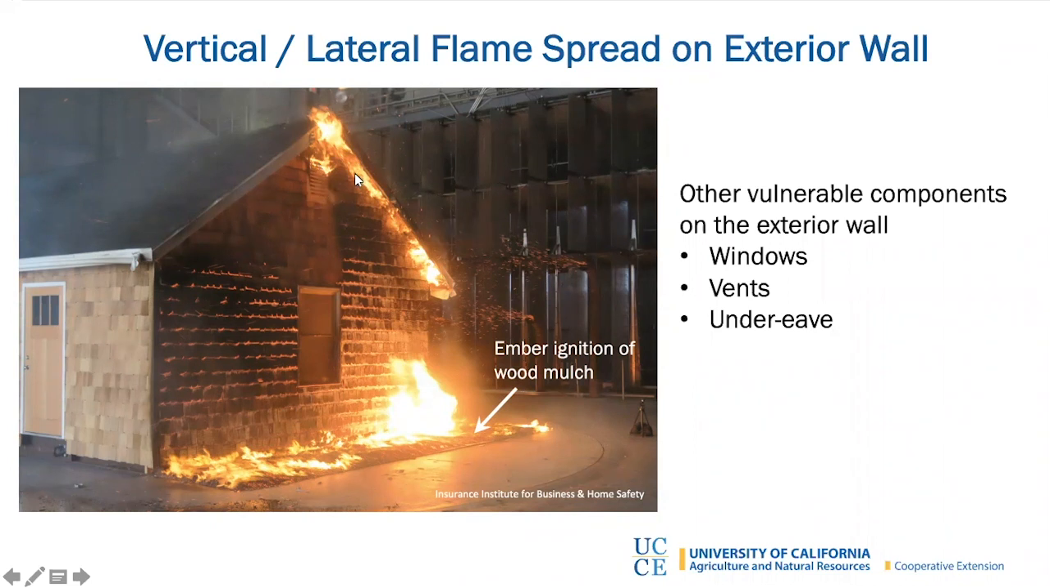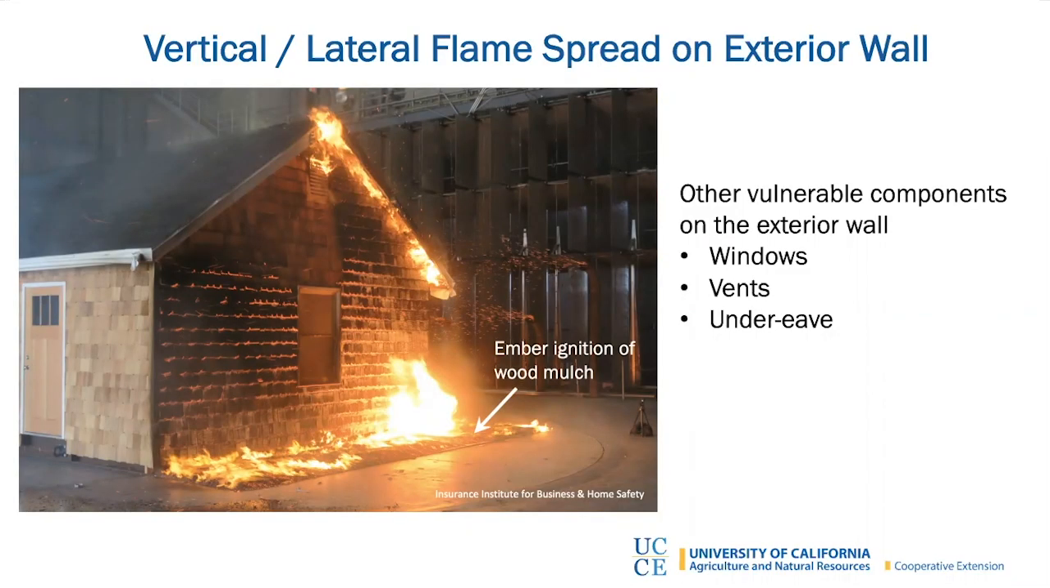So in these situations where you have combustible siding, making sure that your under eave area and your vents are as resistant to flame entry as possible is really an important part of having a more fire resistant or ember ignition resistant home.